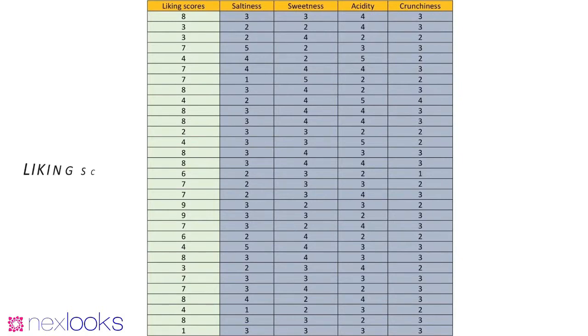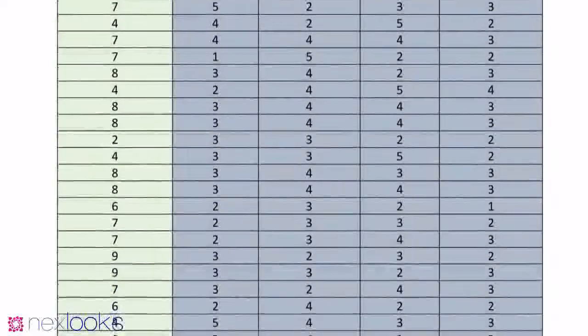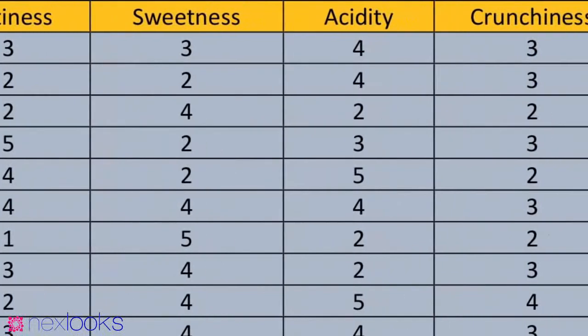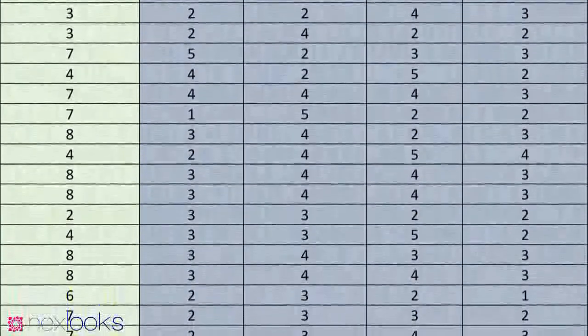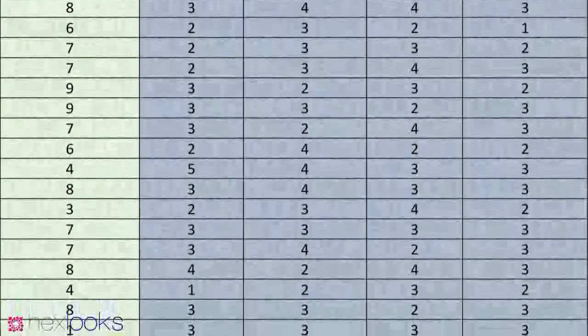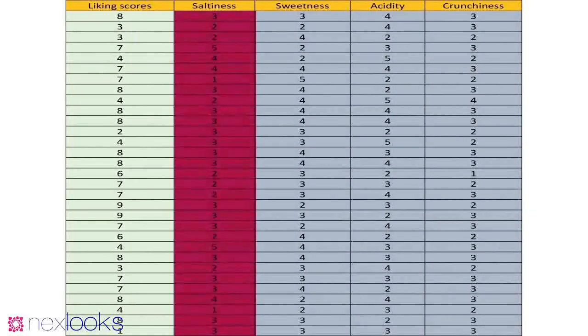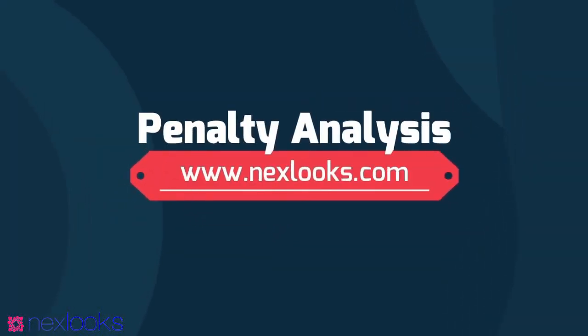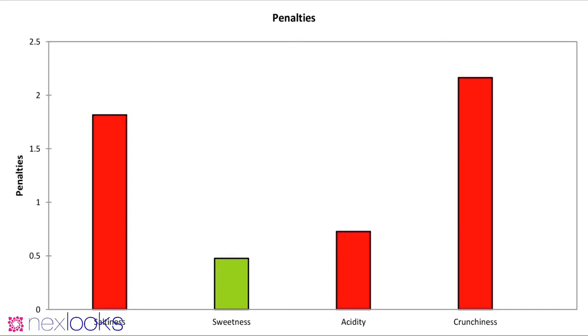You can see these scores here. The first column of data is related to the liking score, which, as you can see, varies from 1 to 9. The next 4 columns are the JAR scores, which range from 1 to 5. Each column is related to one of the features that we think will affect the satisfaction of the chips. The first column of JAR data is saltiness, the second is sweetness, the third is acidity, and the fourth column is crunchiness. Various software can be used for penalty analysis, such as R software and packages such as SensoMineR. Let's see the output.